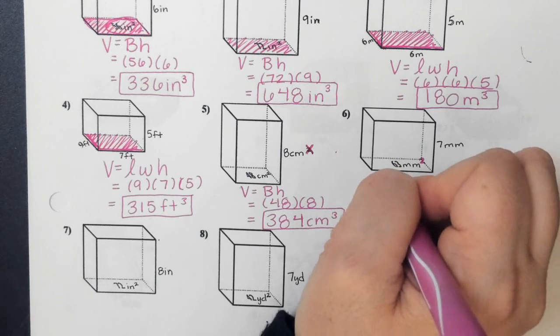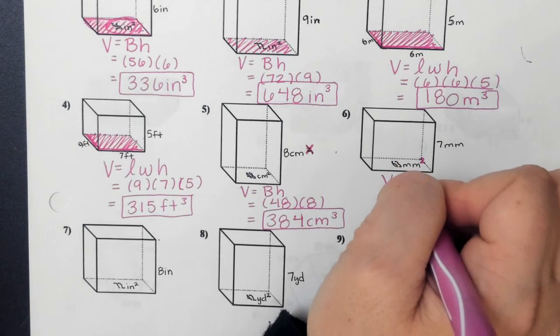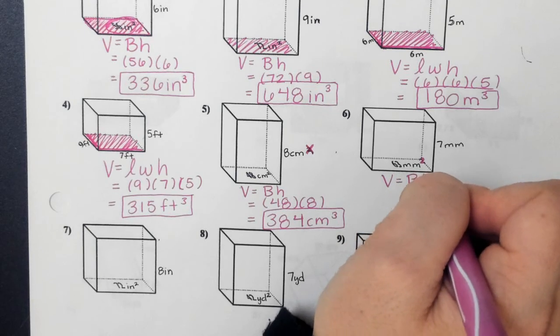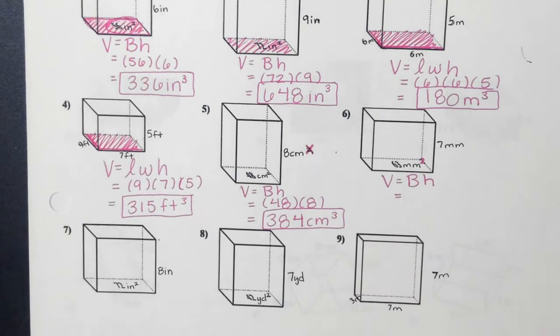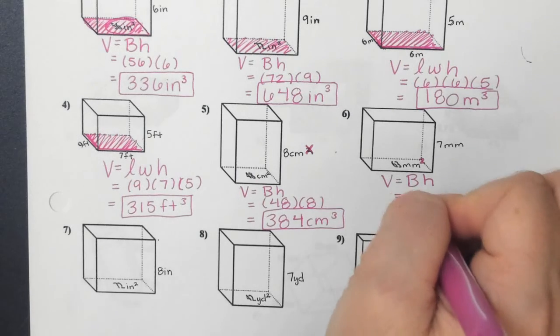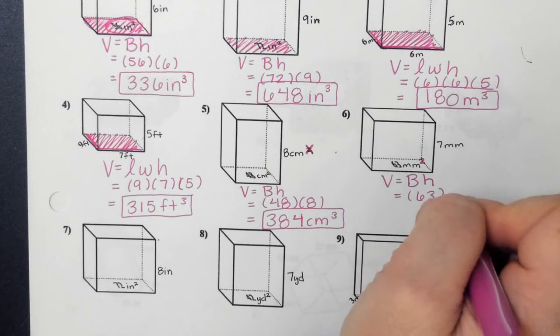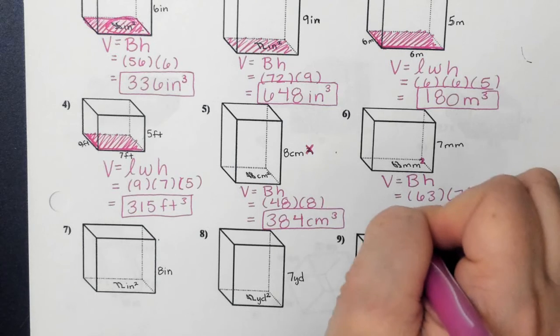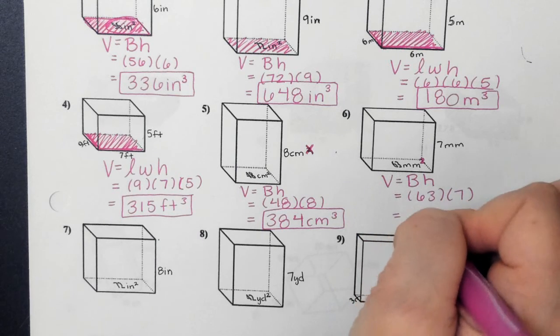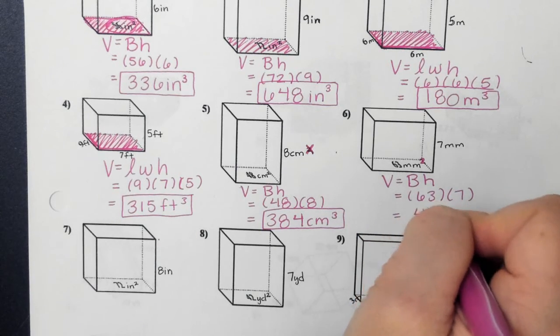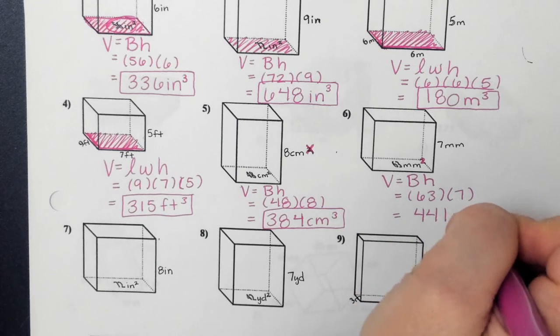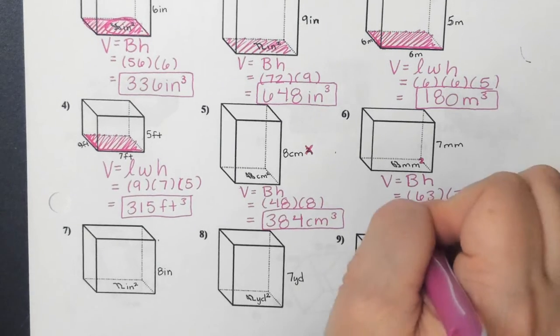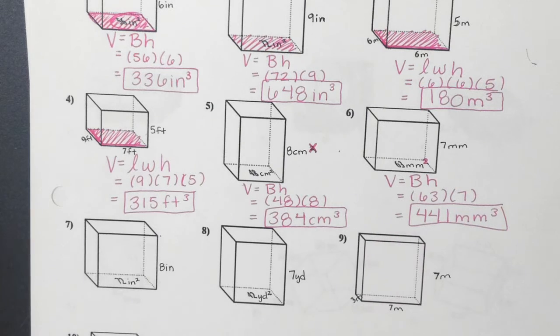All right, so we're going to use V equals capital BH. All right, and now that I put that 2 there, what is my area? 63, and my height? 7. Okay, and what do we get, Braden? 441 millimeters cubed.